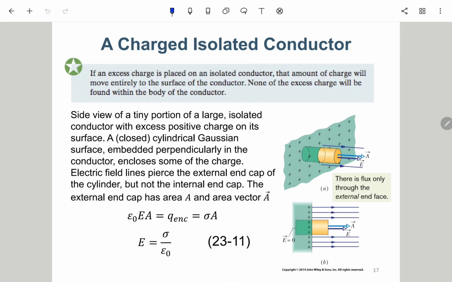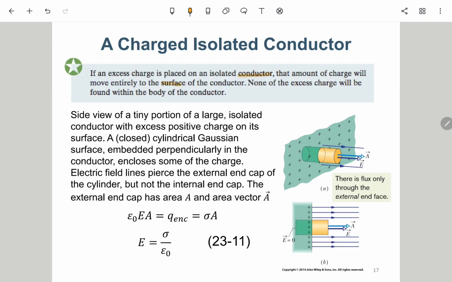Next we talk about the charged isolated conductor. Here it says if an excess charge is placed on an isolated conductor, conductor is a keyword, then that amount of charge will move entirely to the surface of the conductor. This is a very important property for the conductor.